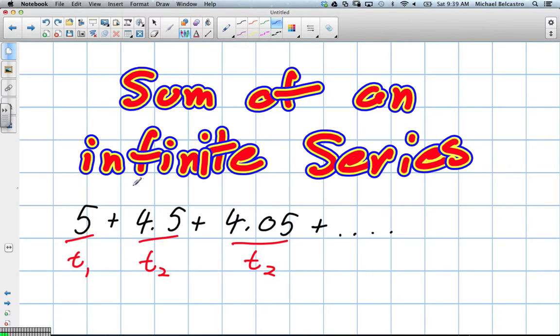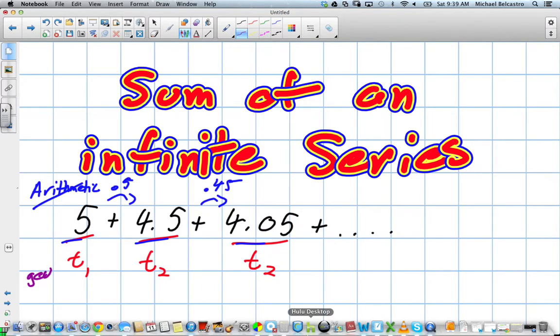To figure out if it's arithmetic, it's obvious that it's decreasing in values. So if we quickly subtract, this one went down by 0.5, where this one went down by 0.45, it looks like. So already we don't have a constant. So we know arithmetic is not what we're looking for, because it's not going down by the same amount. So let's check out a geometric sequence, in which case we divide our values to see if they're going down.